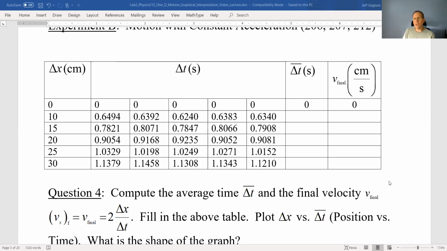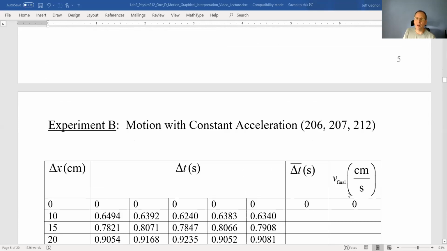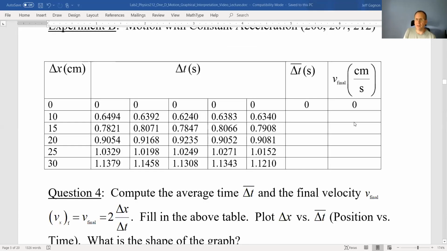Now, just eyeballing it, what should be true about these values? Well, as time goes on, as the cart is accelerating for a longer time, that final velocity should be getting larger, right? So these values should be increasing. So a good check is to make sure that these values are increasing. Whereas in the first experiment, the average velocities should be pretty much constant, pretty much the same for all 5 values. But in the second part, the final velocity should be increasing.